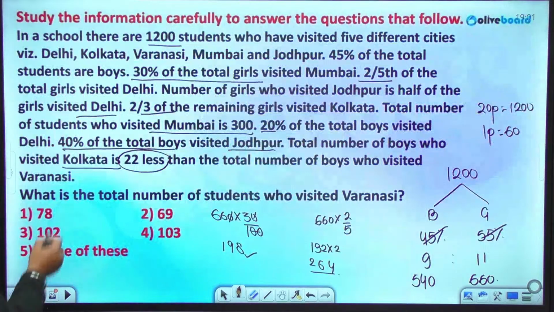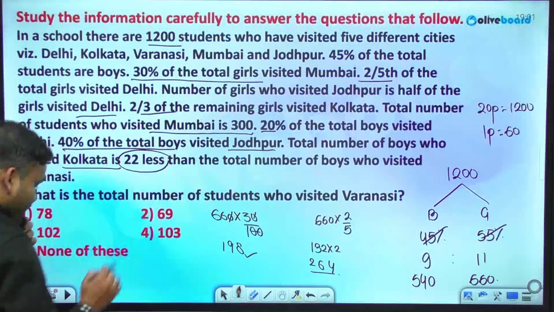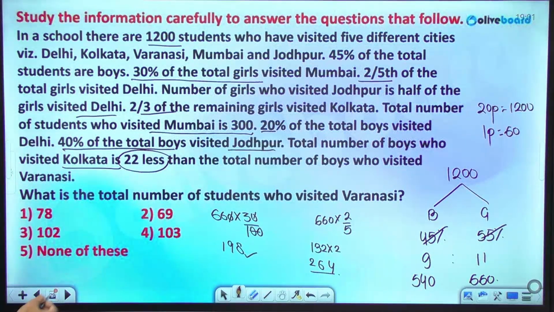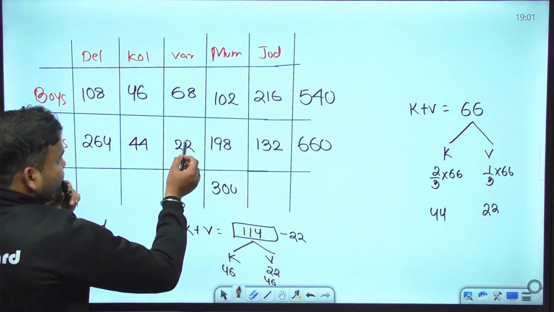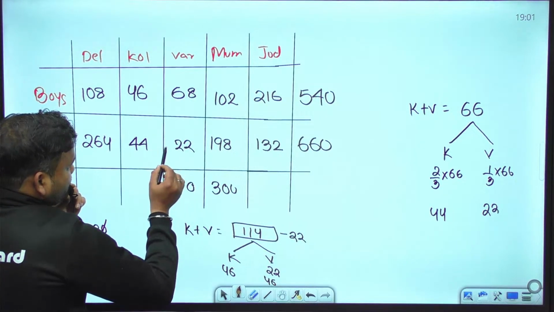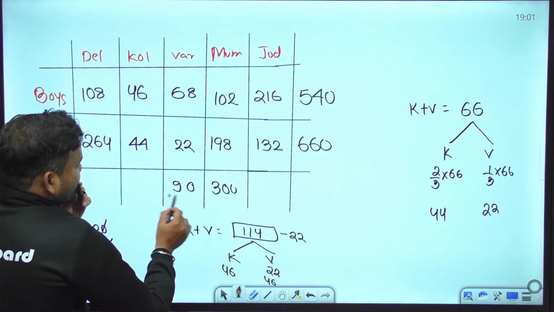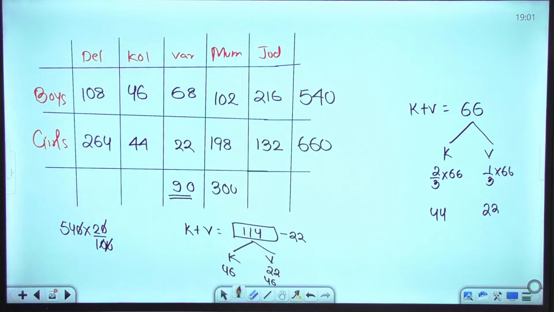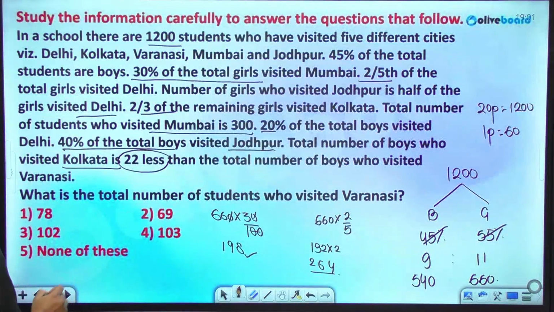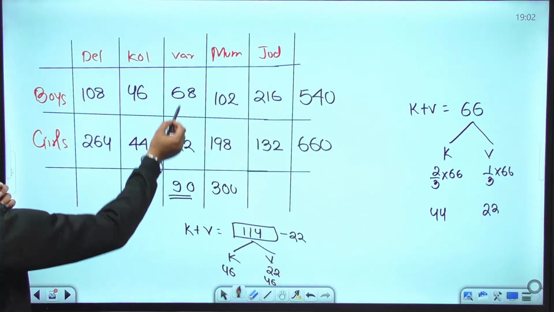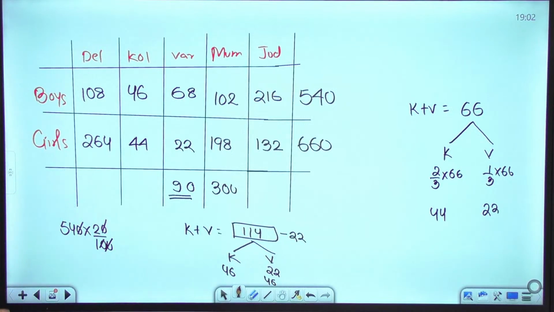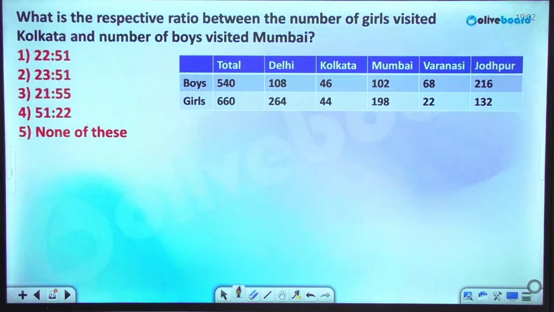Based on this DI, what is the total number of students who visited Varanasi? For Varanasi, the number will be 68 and 22. This has to be 90, na? So 90 students have visited Varanasi. Moralin, check your answer. It should be 90 students. 68 plus 22: the number of students who visited Varanasi will be 68 boys and 22 girls. The addition of these numbers will be 90.